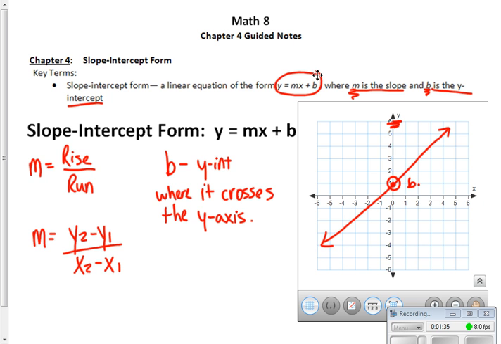x and y are just ordered pairs. So your x value, your y value, those are ordered pairs. That's the solution. Remember, you put in for x, you get something out for y. So that's what all those variables represent.